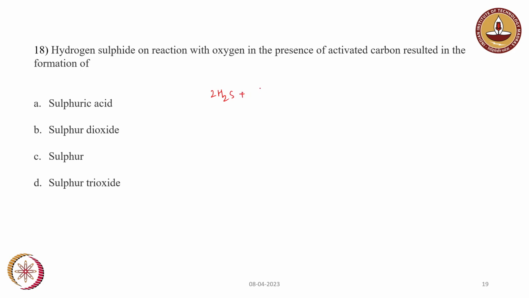2H2S plus O2 will give, on activated carbon, 2 sulfur plus 2H2O. So the answer is option C, sulfur.